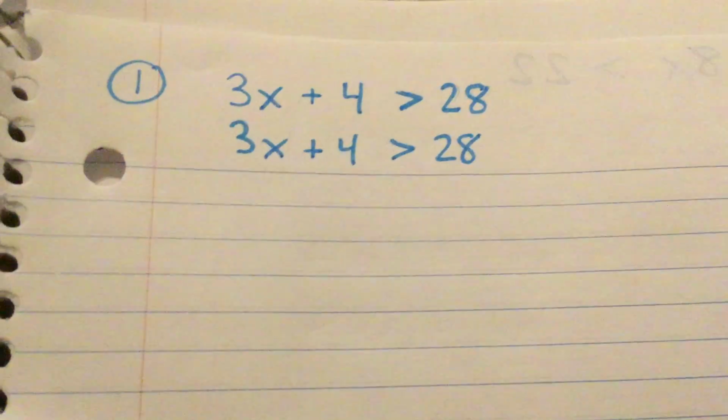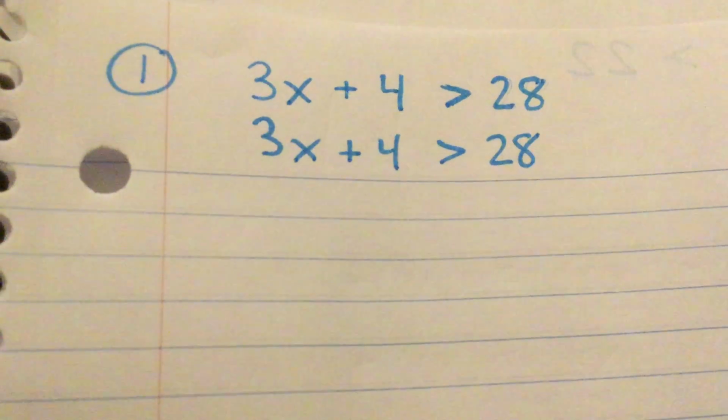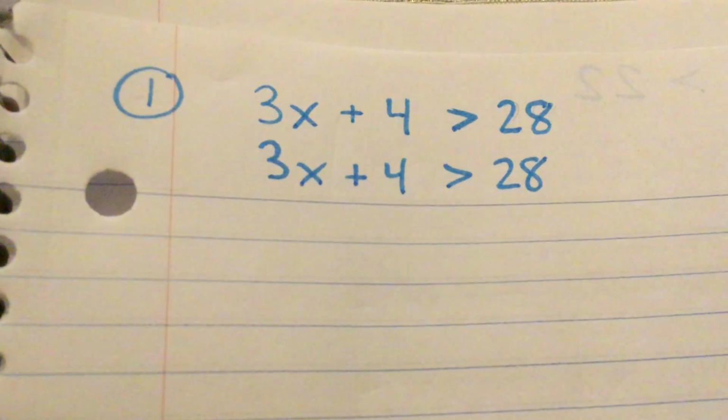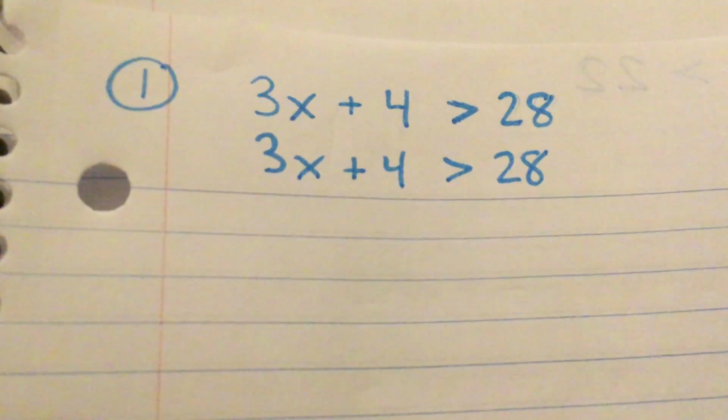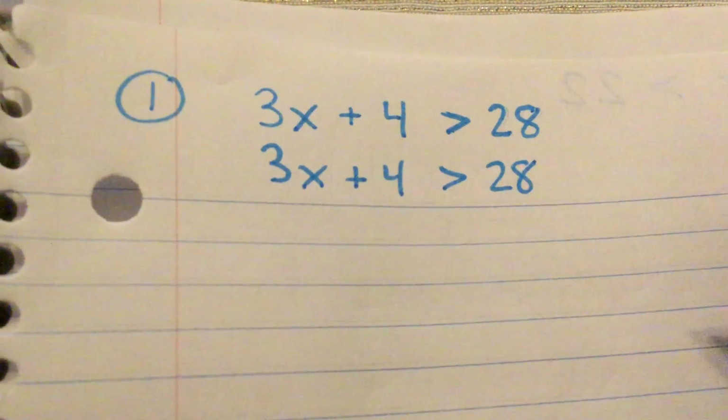Test review day. Find the solution set, then graph on a number line. Solve for x, but remember it's an inequality. So there's a greater than sign, less than sign, greater than or equal to, less than or equal to. And you have to know what that means. All right, so let's solve for x.